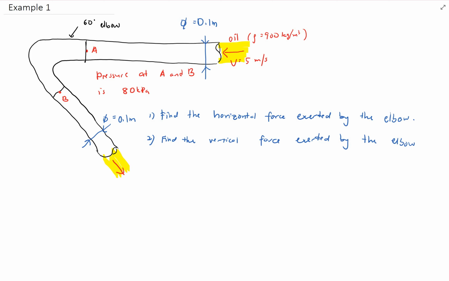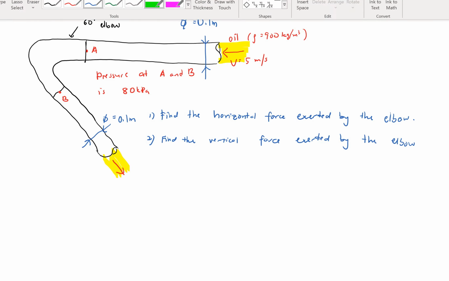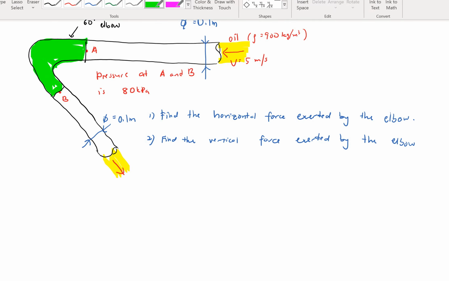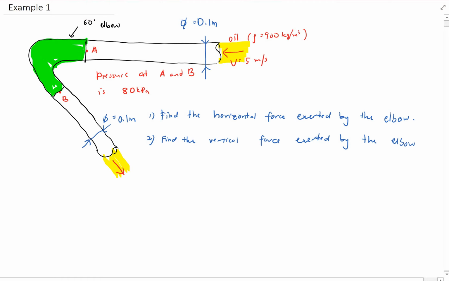Okay, the pipes are connected with a 60-degree elbow given with the information as stated there, and the question is: find the horizontal force exerted by the elbow and also find the vertical force exerted by the elbow. So we are talking about this elbow. So this is our control volume system. Okay, here is our control volume. So now what we should do is, because that is our point of interest, I will take out that part.